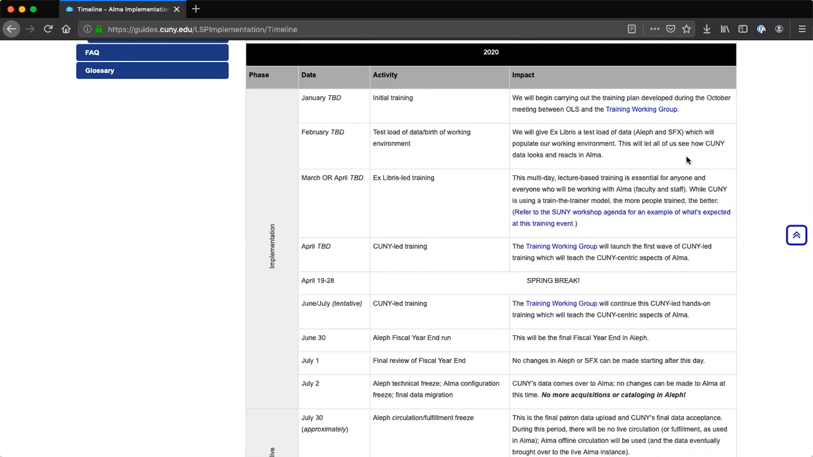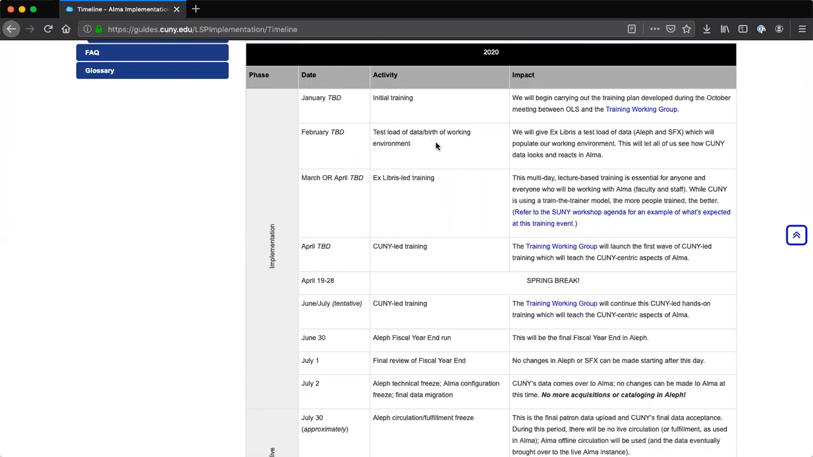In February, approximately, we will have a test load of the CUNY data. So this is when we give Ex Libris a load of our Aleph and SFX data, which will populate the working environment in Alma. This will let us see how CUNY data looks and acts in Alma.